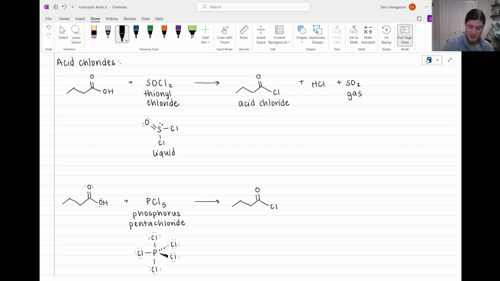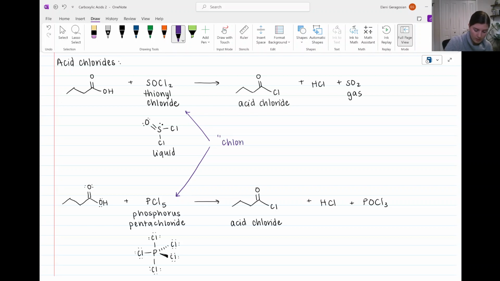So same product here, another acid chloride. That's just the name of the functional group here, acid chloride. HCl is another byproduct, and then we have POCl3. So both thionyl chloride and PCl5 are called chlorinating agents. So these molecules, SOCl2, thionyl chloride, and PCl5, phosphorus pentachloride, are chlorinating agents.